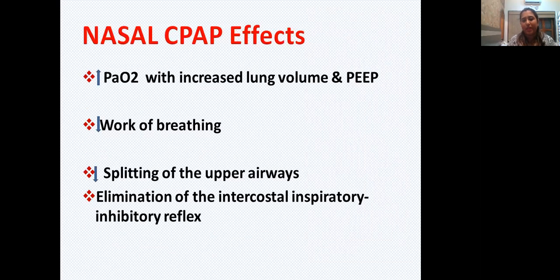So the nasal CPAP effects are that it increases the PaO2 with increased lung volume and PEEP. Its primary action is completely on the lung and the PEEP. So it decreases the work of breathing, decreases the splinting of the upper airways, and therefore leads to elimination of the intercostal inspiratory inhibitory reflex.